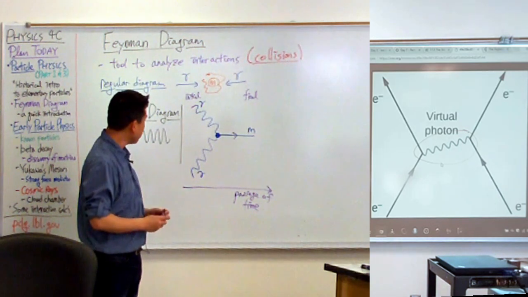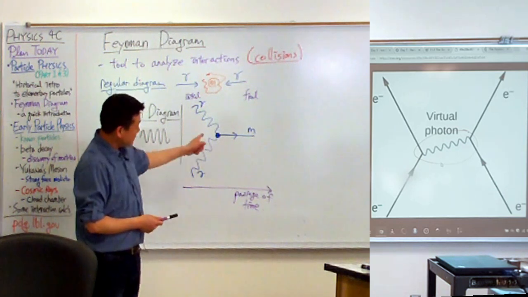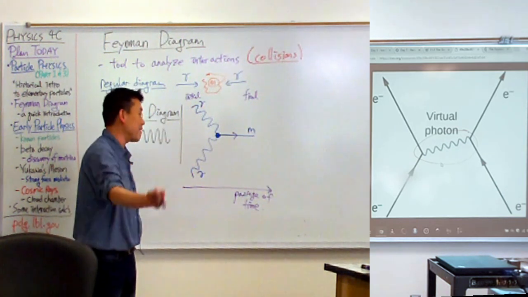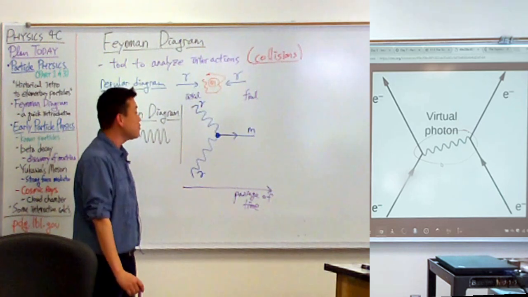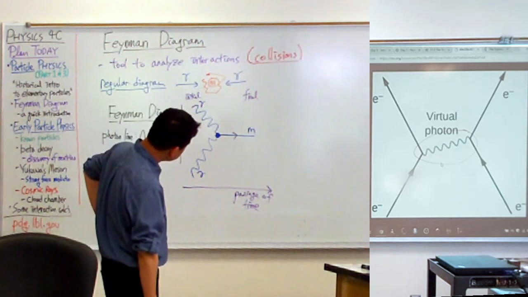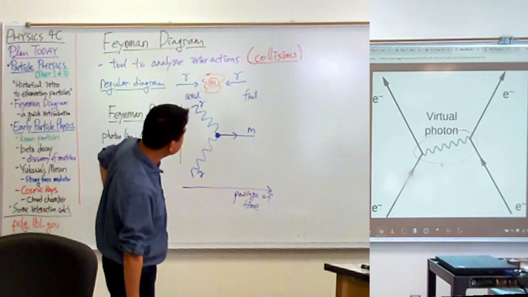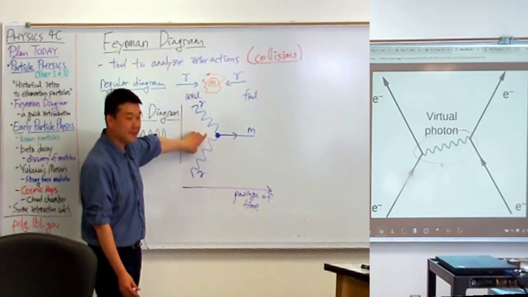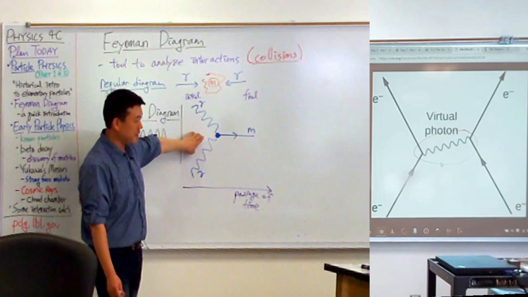And let me fess up to one thing. This is actually a wrong Feynman diagram. If you look at real Feynman diagrams, you will never ever find a portion of a Feynman diagram that looks like this. And there's a big reason why.